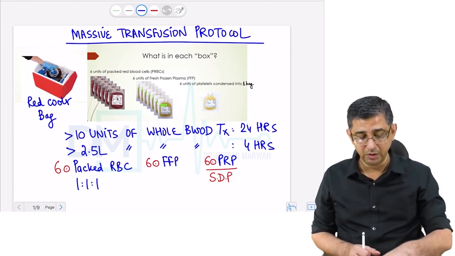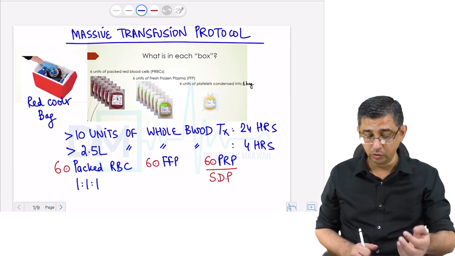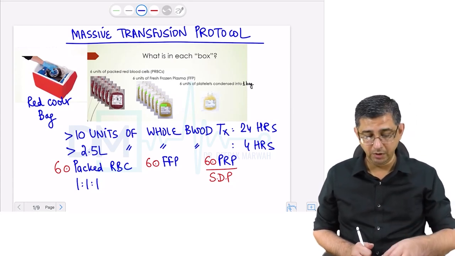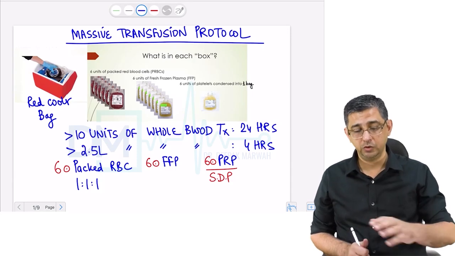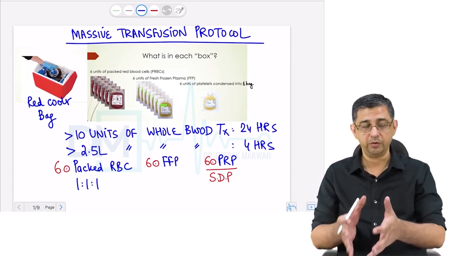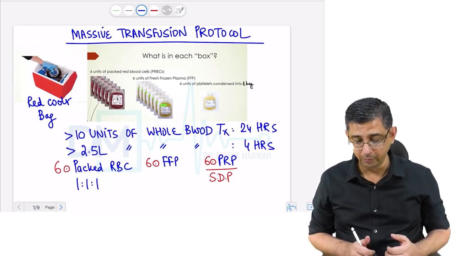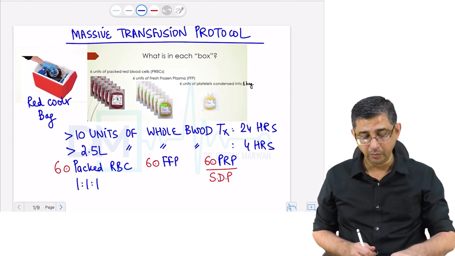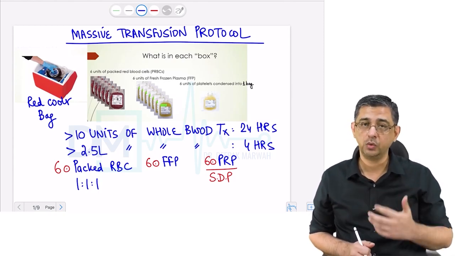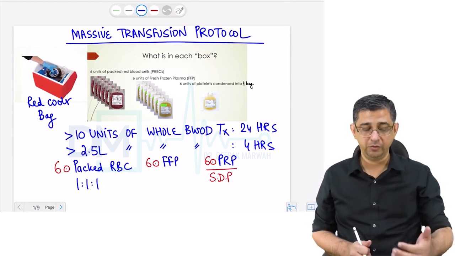Plasma may be initially stored inside, but then would be kept outside because you need to thaw the plasma. Please appreciate that plasma is stored at minus 30. So minus 30, it would be like frozen. It would be like ice. So you need to let it thaw and come to room temperature. So platelets are not kept in the cooler bag. You all know platelets are stored at room temperature between 20 to 24 degrees Celsius.